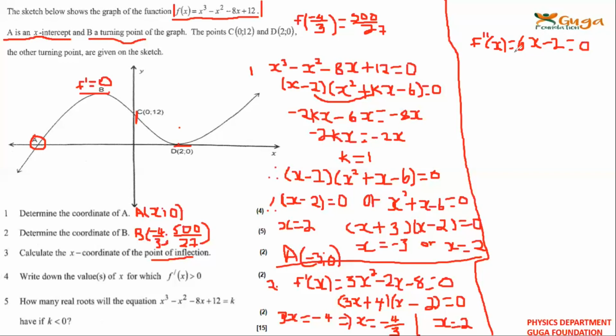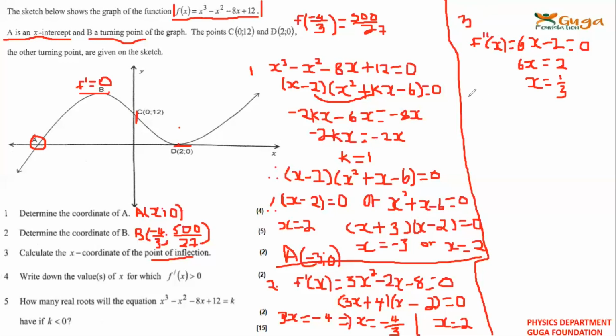So now you should get 6x is equal to 2, right? And then you divide both sides by 6, your x should be 2 over 6, which is 1 over 3. Okay, this is number 3.